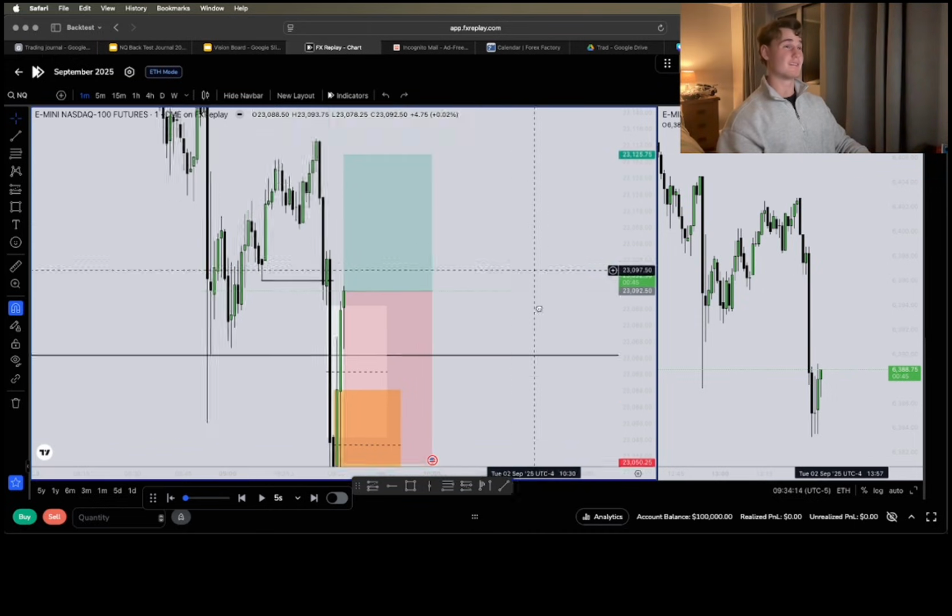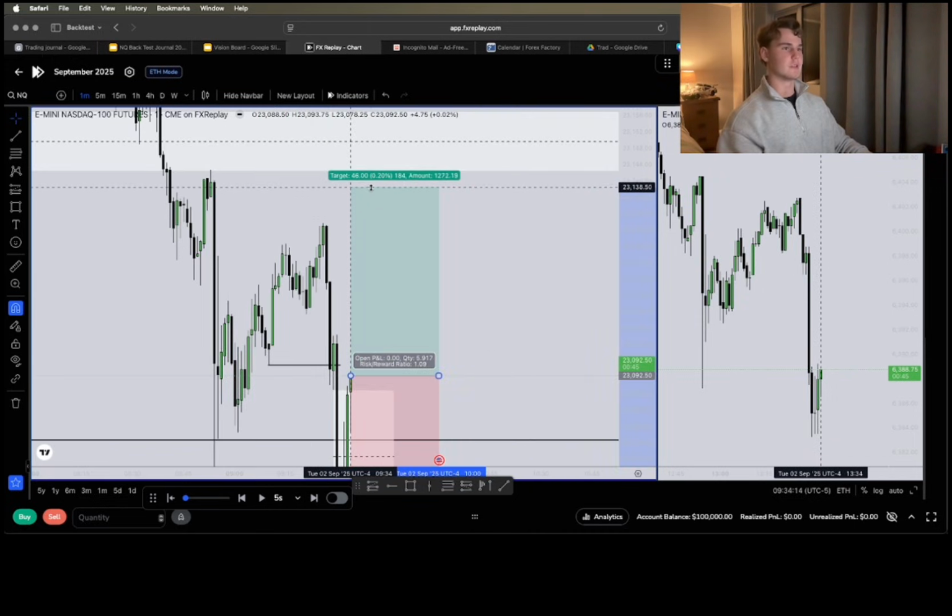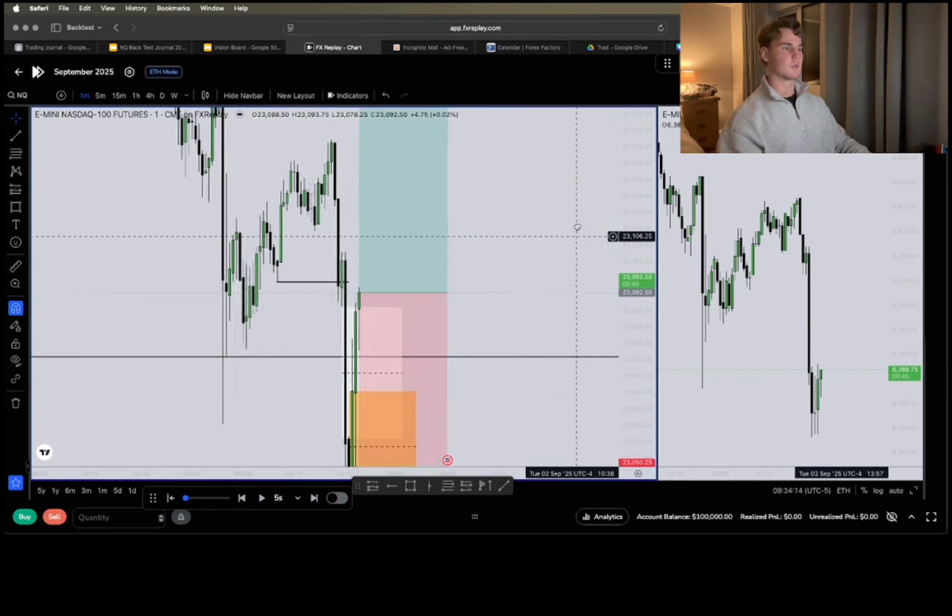Quite a hefty stop loss. Stop losses aren't usually that big, so I'm just going to go with a bigger TP. Go for the 1-to-1 there.